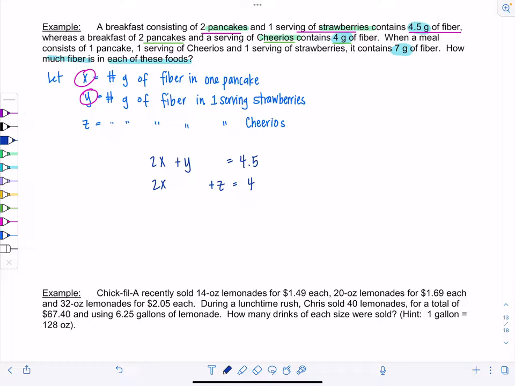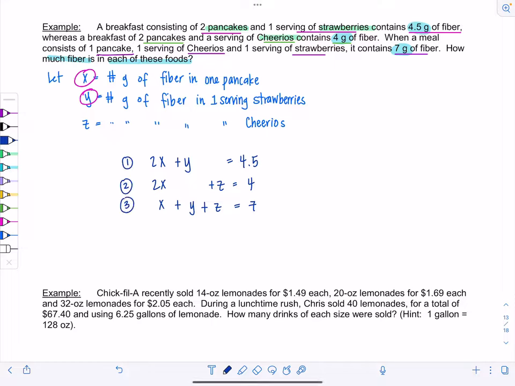When a meal consists of one of everything, one pancake, one serving of Cheerios, one serving of strawberry, so that would be X plus Y plus Z, then it has 7 grams of fiber. So X plus Y plus Z equals 7. How much fiber is in each of these foods?